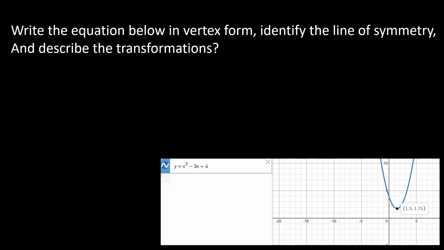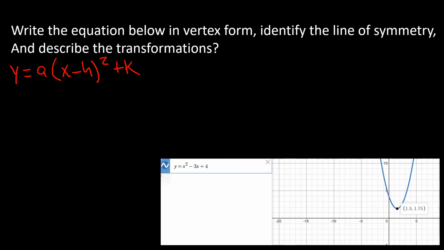So in this first problem it says, write the equation below in vertex form, identify the line of symmetry, and describe the transformations. So if you'll recall, vertex form is y equals a times x minus h squared plus k. All right, and so we're given this equation here, and we need to identify a, h, and k.